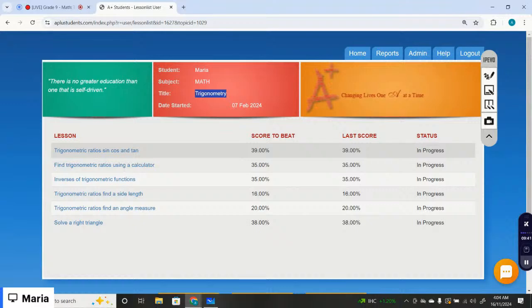Here I am on grade 9 math. The chapter we are on right now is trigonometry. Let's just start with the lesson that is trigonometric ratios, sine, cos, and tan.